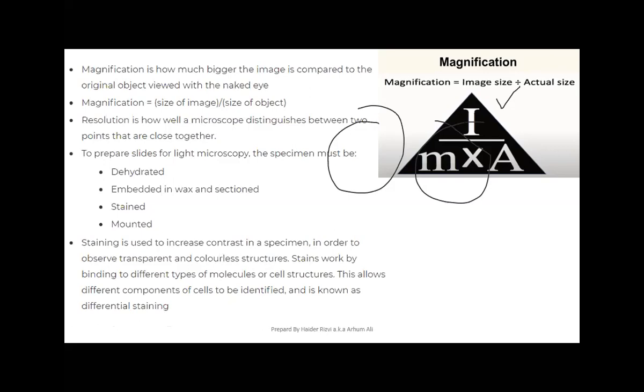Now, what is magnification? Magnification is how much bigger the image is compared to the original object viewed with the naked eye. कितनी बड़ी एक image produce हो सकती है is the magnification. Or in easy words, we can say that magnification is basically the process of enlarging specimens for observation and measurements using microscopes. And using what type of microscopes? Using electron microscopes or the light microscopes.